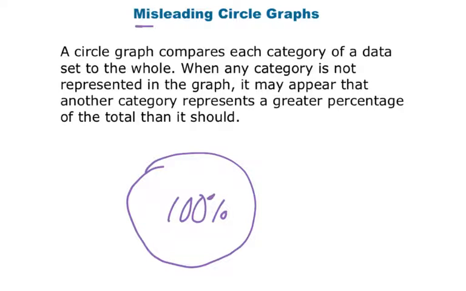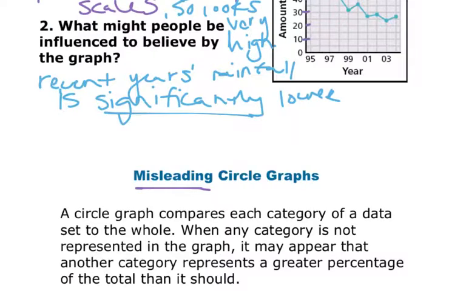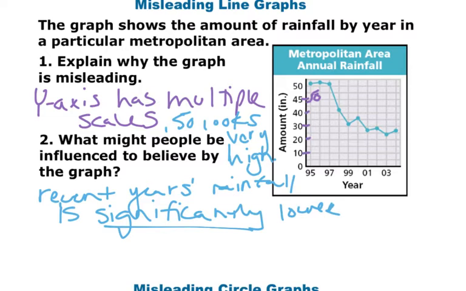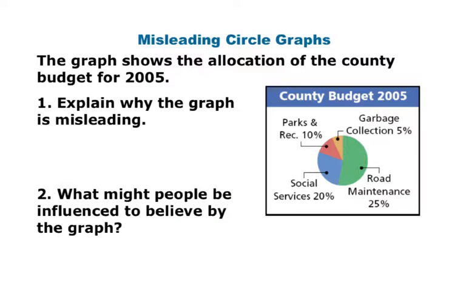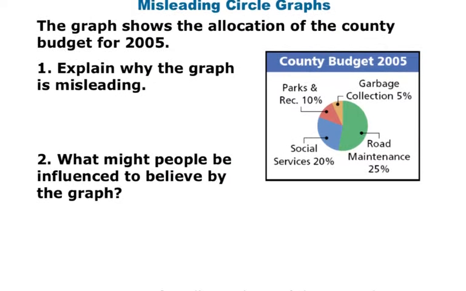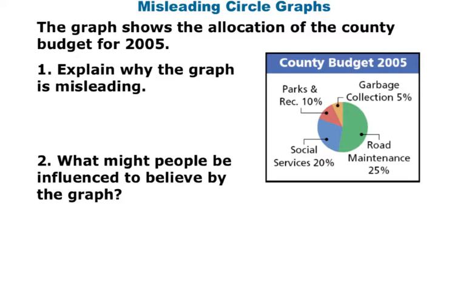So again, the reason that most of this is misleading is because we know the rules, like the axis needs to be on the same scale. We know that a circle graph needs to have 100% in it, but sometimes it doesn't. So, taking a look at this first one, the graph shows the allocation of the county budget.